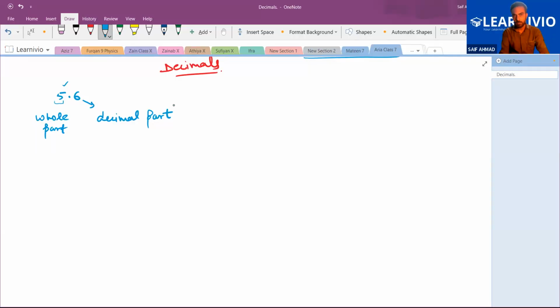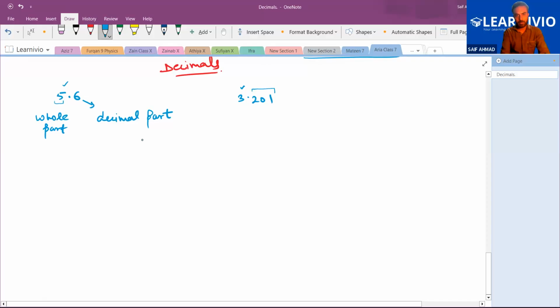Understood? Example: 3.201. This part is called the whole part, and the rest is called the decimal part, 201. We pronounce it as two zero one, not two hundred one.